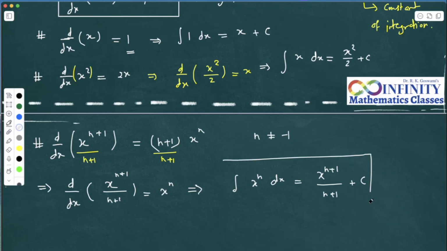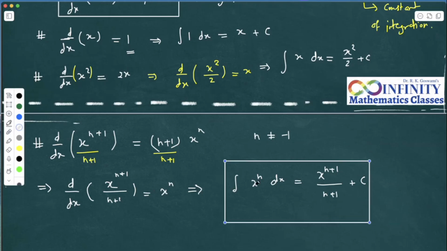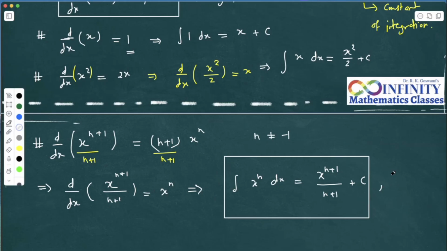This is going to be our general formula, but there is a catch. The catch is I told you n is not equal to -1. Why have I taken this specific condition? Because if n is -1, then the denominator is going to be 0, which I do not want. Otherwise, my terms are going to be inconsistent. The denominator is 0, the numerator is not 0, so it is not a mathematically valid term. Therefore, whenever you apply this formula, always remember that n cannot be equal to -1.